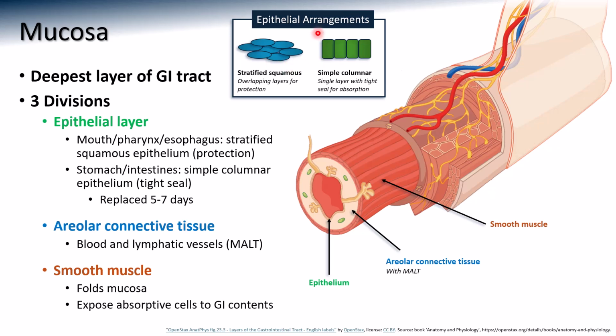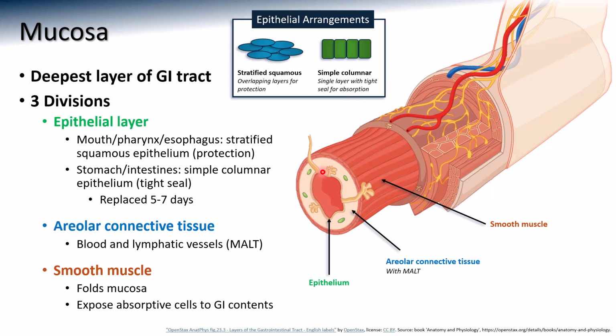So more distally in the GI tract, we switch to a simple columnar epithelium, and this allows for better absorption of nutrients. So this is what you find in the stomach and small intestine, where a lot of absorption is going on. Now, at that point in the digestive tract, there are still a lot of caustic chemicals that can cause a lot of damage to these cells. So they end up being replaced every 5 to 7 days usually.